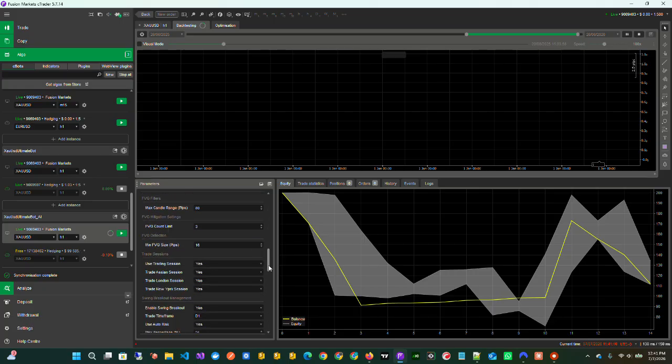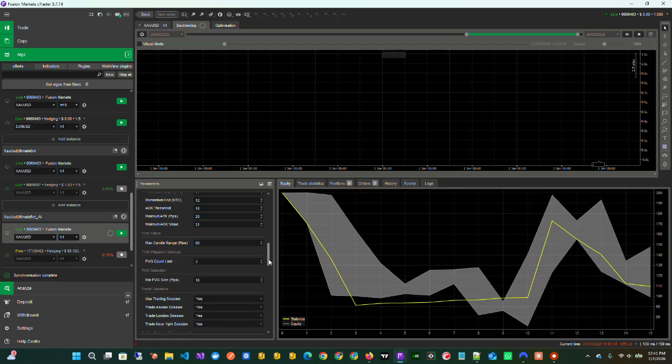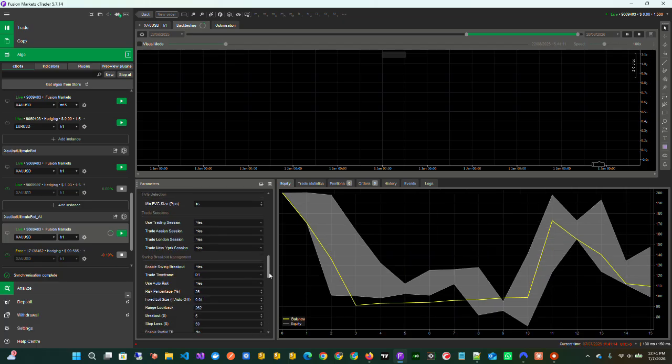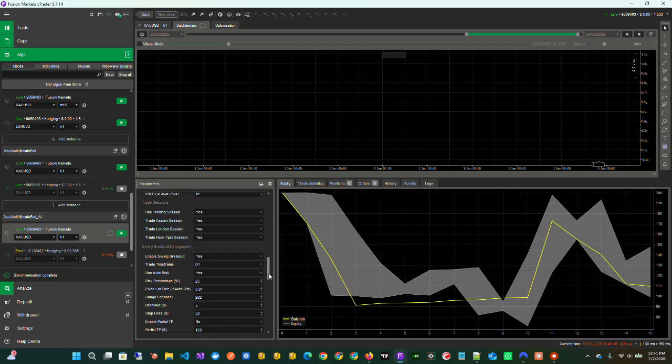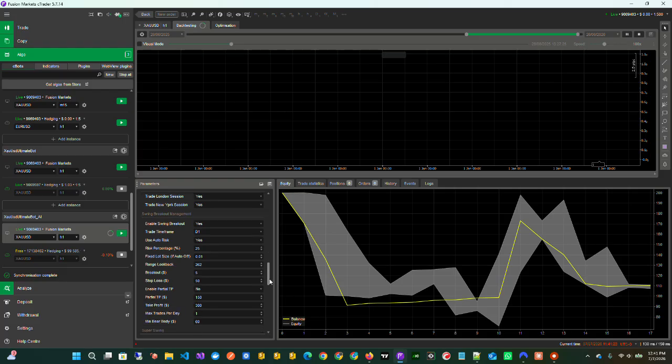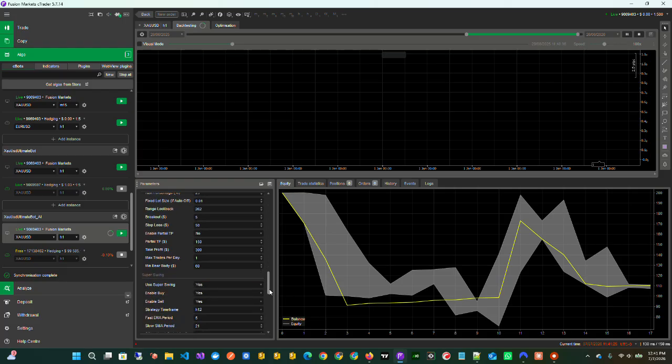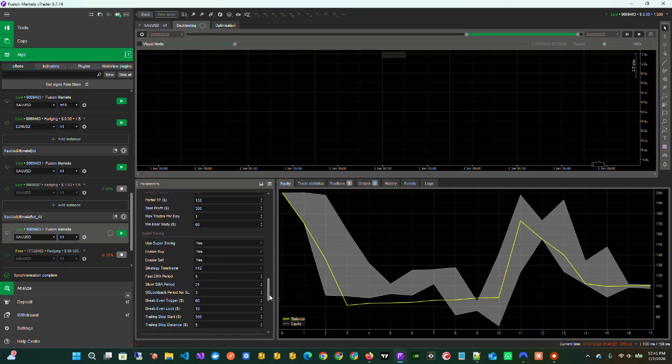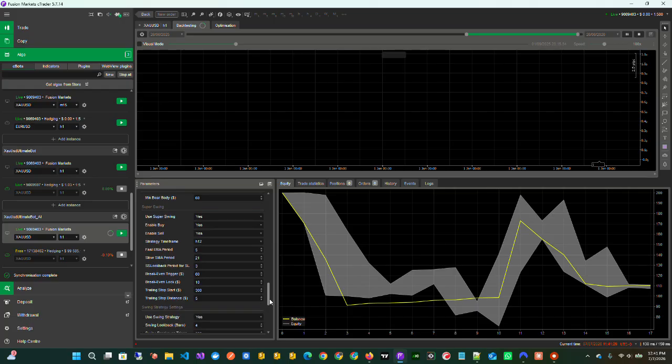Then we have the swing strategies. We have a couple of strategies that have to do with swing. So we have the breakout swing strategy. This strategy helps you grow your account rapidly. And then we have the super swing. The super swing swings from below, while the breakout swings from above.